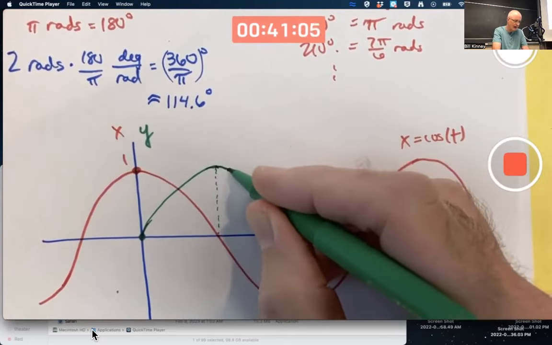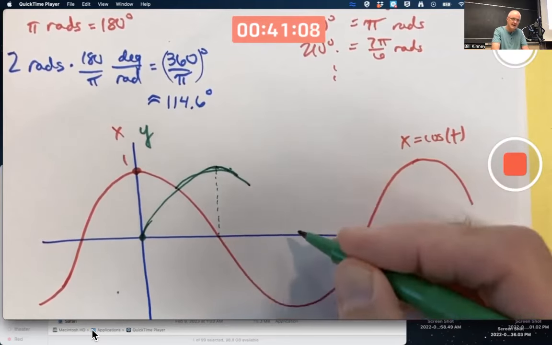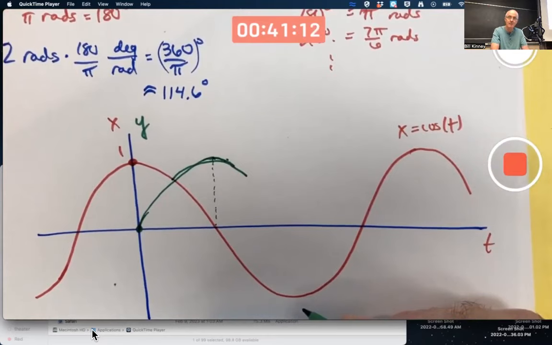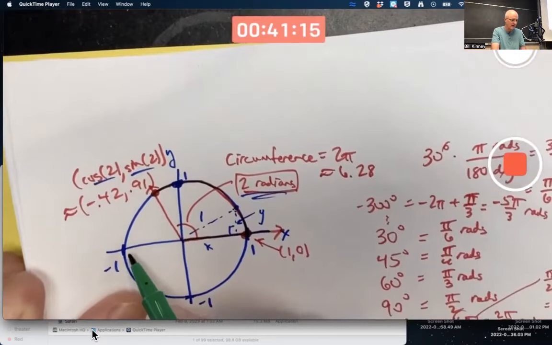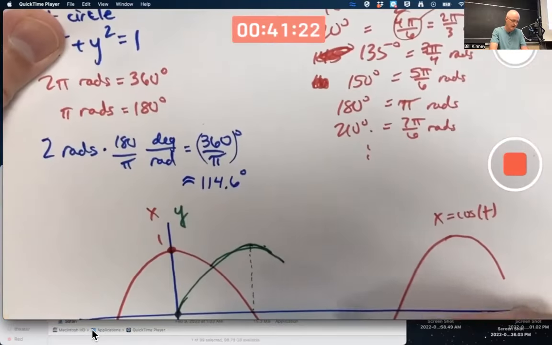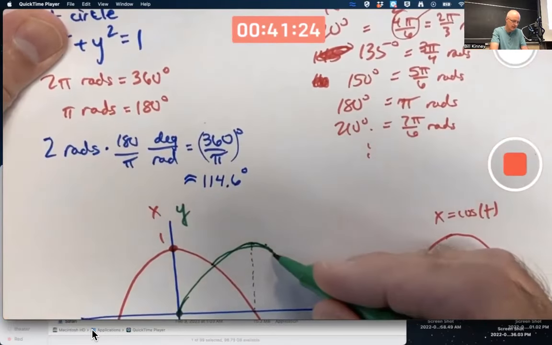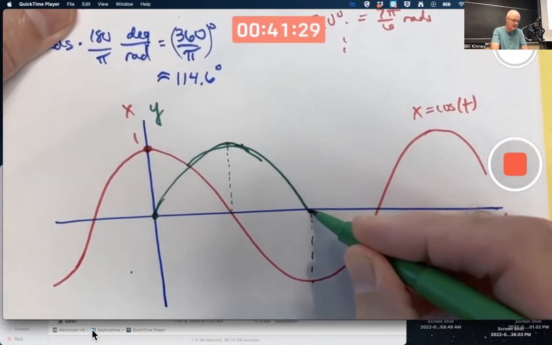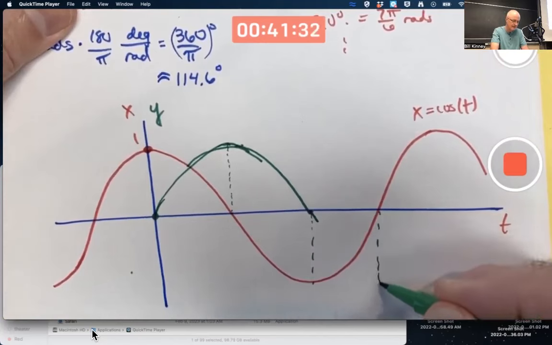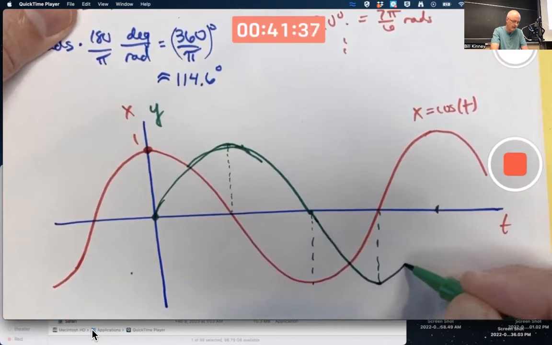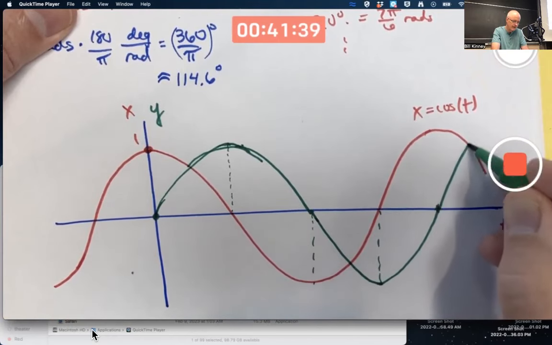Then you're going to go down. The y coordinate's going to be 0 at pi. Same spot where the red graph, the cosine graph, has a minimum. When we're at this point, pi radians, x is a minimum, negative 1, y is 0. These points have to match up. Continue. You've got to be at a minimum at this point. And then at 0 at this one, etc.